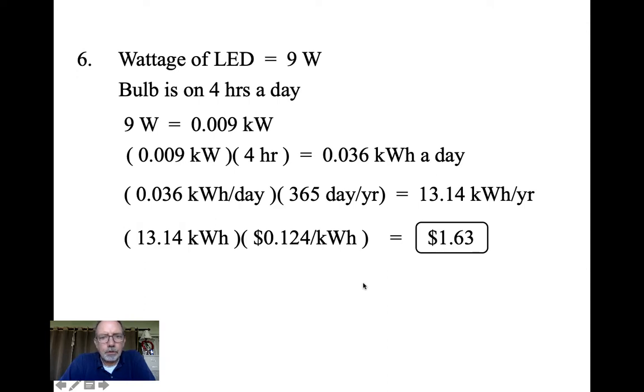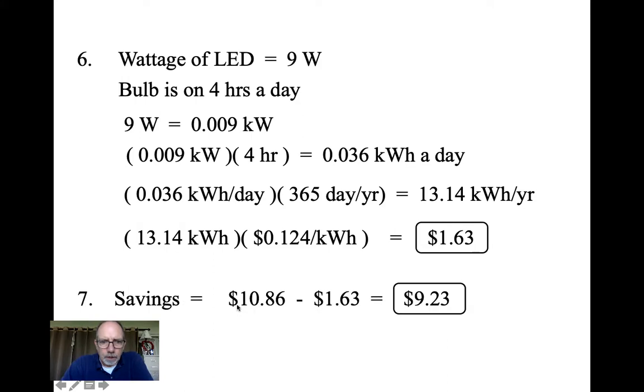Now, how much do I save by using LEDs? By using this LED, how much do I save per year? Well, $10.86, that was the cost of running the incandescent, minus $1.63, the cost of running the LED, is $9.23. I saved $9.23 for using this one bulb instead of the old ancient incandescents.